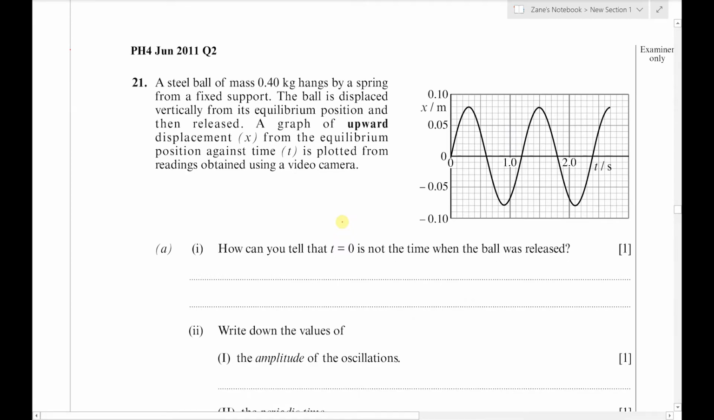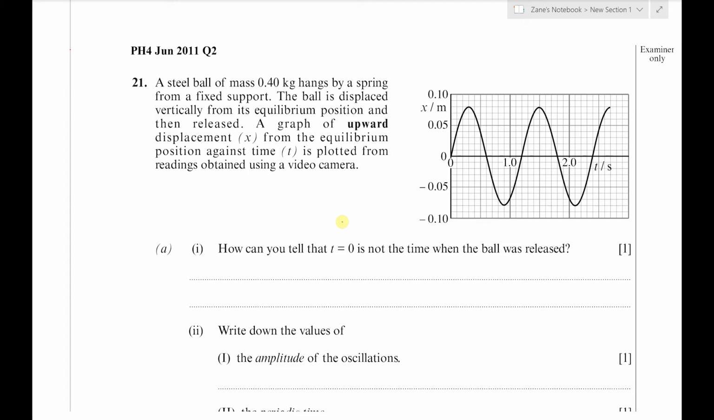This time is question 2 from June 2011's PH4 paper, and it's on simple harmonic motion. What we've got is a steel ball of mass 0.4 kilograms hanging from a spring. The ball is displaced vertically from the equilibrium position and then released, and a graph of the upward displacement against time is plotted using results from a video camera.